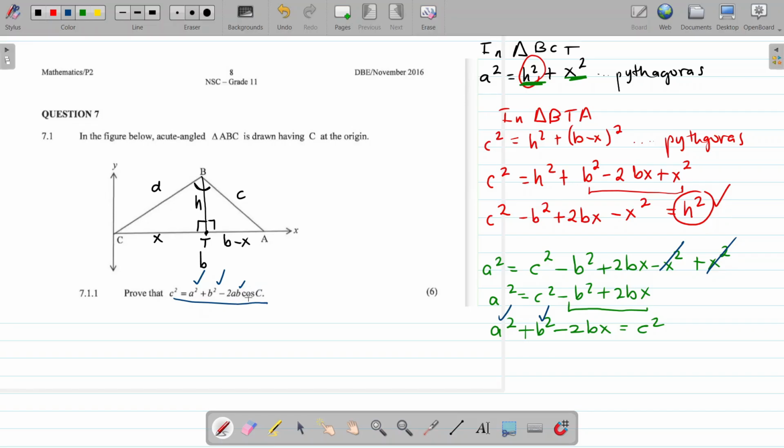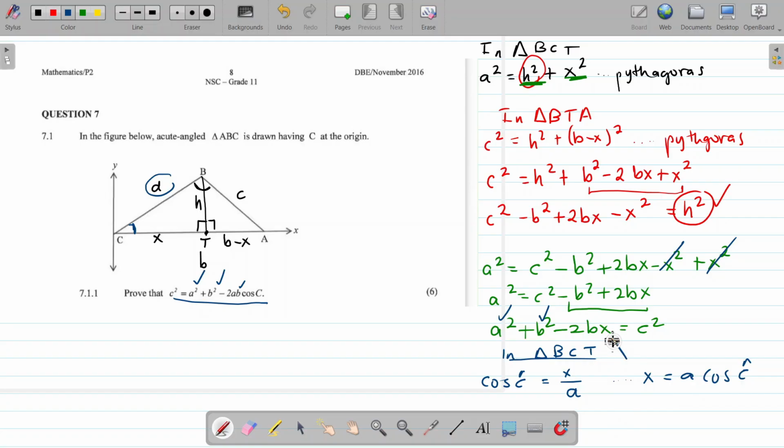Right. So what I'm going to do is that, because I'm left with a and cos of C, I'm going to go into this triangle over here, the triangle BCT. In triangle BCT, I'm going to say the cos of the angle C is adjacent, which is my x, over the hypotenuse, which is a. Now, making x the subject of the formula, multiplying both sides by a, I have a cos of C. That's going to be my x.